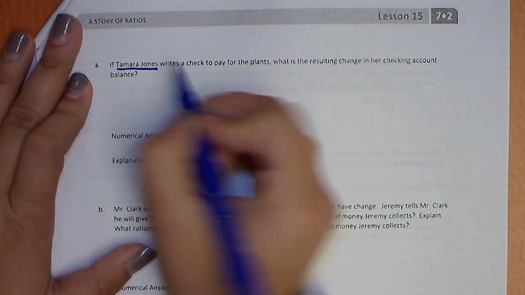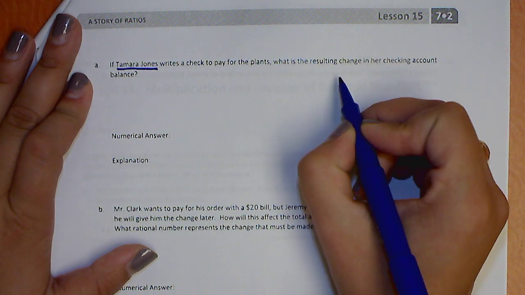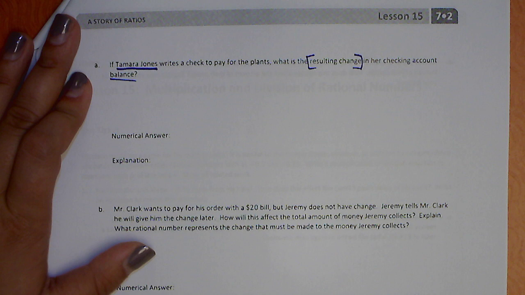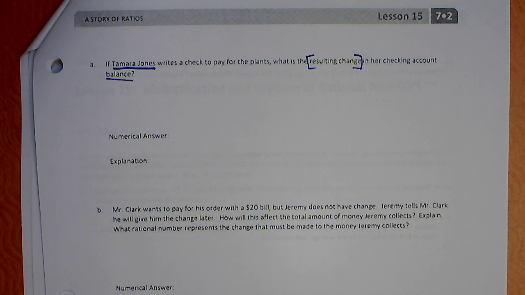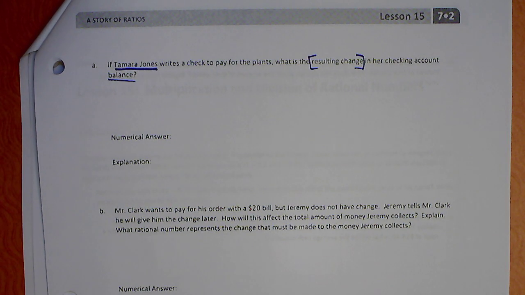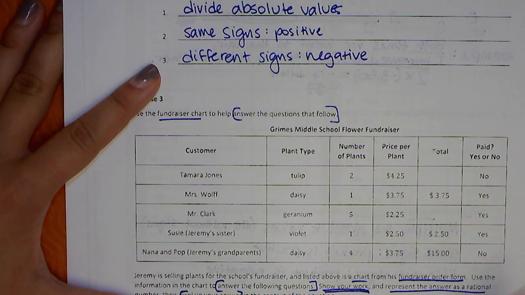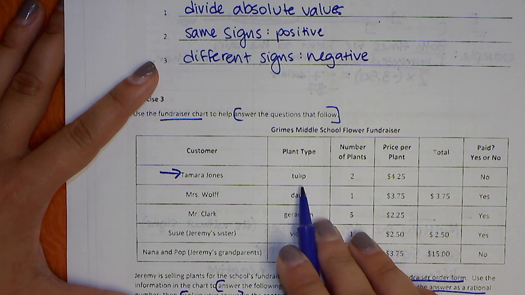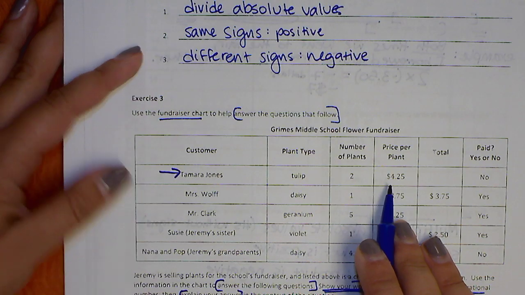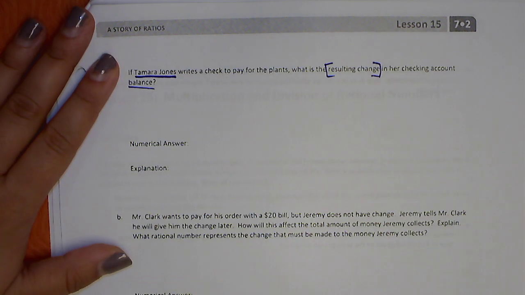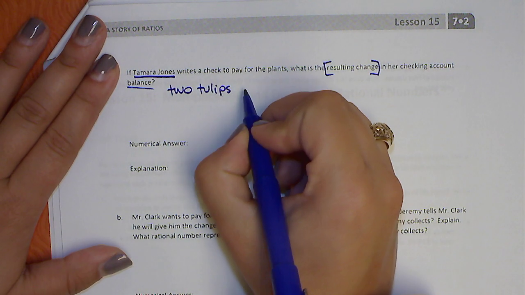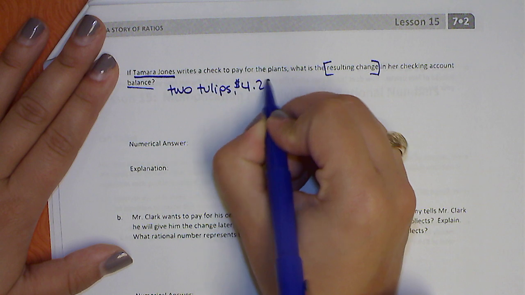If Tamara Jones writes a check to pay for the plants, what is the resulting change in her checking account balance? Well, if you look back at the chart, Ms. Tamara Jones, right here, bought 2 tulips at $4.25 each. So, 2 tulips, which are $4.25 each.